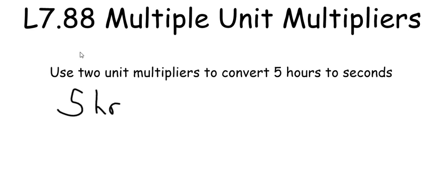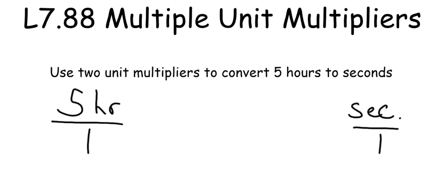We have 5 hours, and we can go ahead and place that over 1 because a unit multiplier is going to be a fractional type idea. So we want to have a fraction to begin with. At the same time, we want to know where we want to end also with our labels. And of course, we want to end with the idea of seconds, and there isn't a rate or anything like that, so we can just place that over 1 also. So from here we want to work backwards to understand how do hours become seconds.